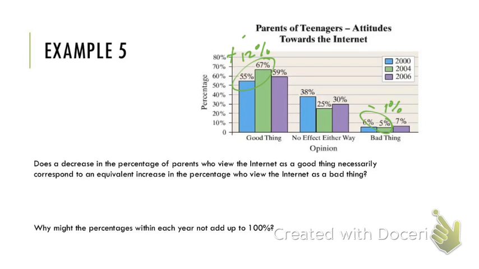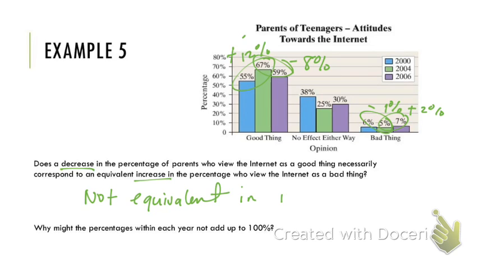It was asking if they both went up. Well, it's talking about a decrease in parents versus the increase. Oh. So it decreased more on good thing than it increased on bad thing. Right, and then it goes back up 2%, and here it goes down 8%. So from 2004 to 06, down 8%, but only up 2. So they're not equivalent in their increase and decreases. So no.